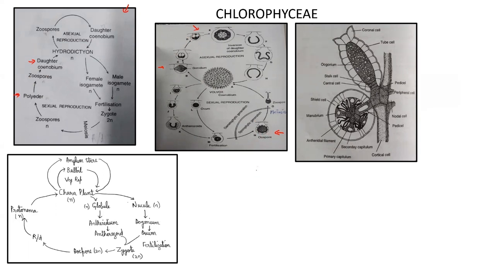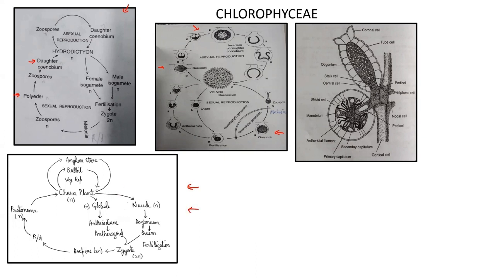In Chara, the most important part is the formation of globule and nucleus, which contain the sex organs. Globule contains the antheridium, whereas nucleus contains the oogonium. You can have a look at the life cycle also, where the Chara plant forms globule and nucleus.